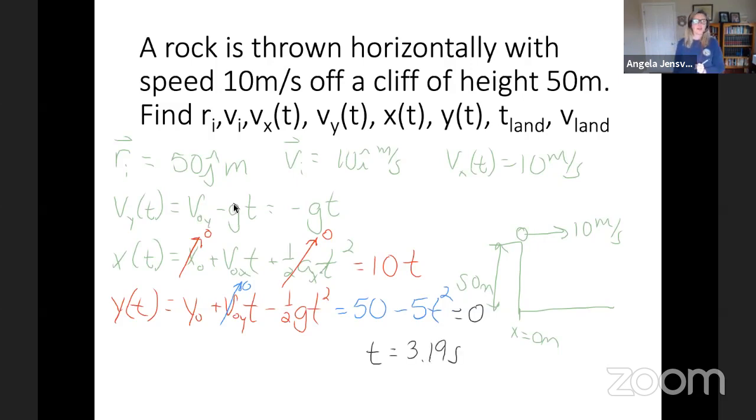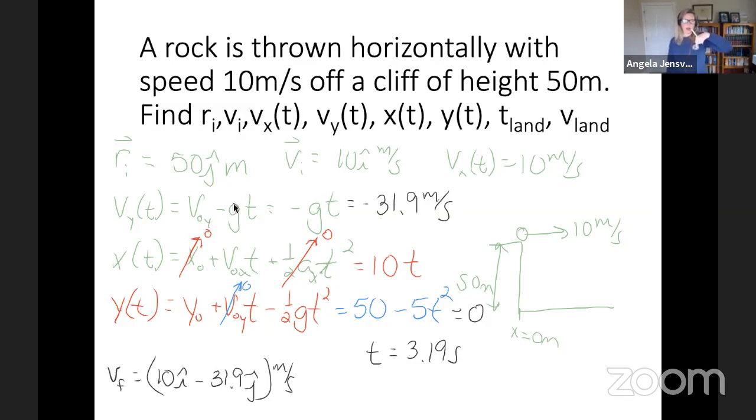And then the velocity when it lands. We can plug our time back up here, negative 31.9 meters per second. I took g, which is 10, multiplied by the time, 3.19, and got 31.9. And we know Vx is always 10. So V final would be 10i minus 31.9j meters per second. Why is that y component negative? Because it's going down. Why is the x component positive? Because it's still moving to the right. Okay?